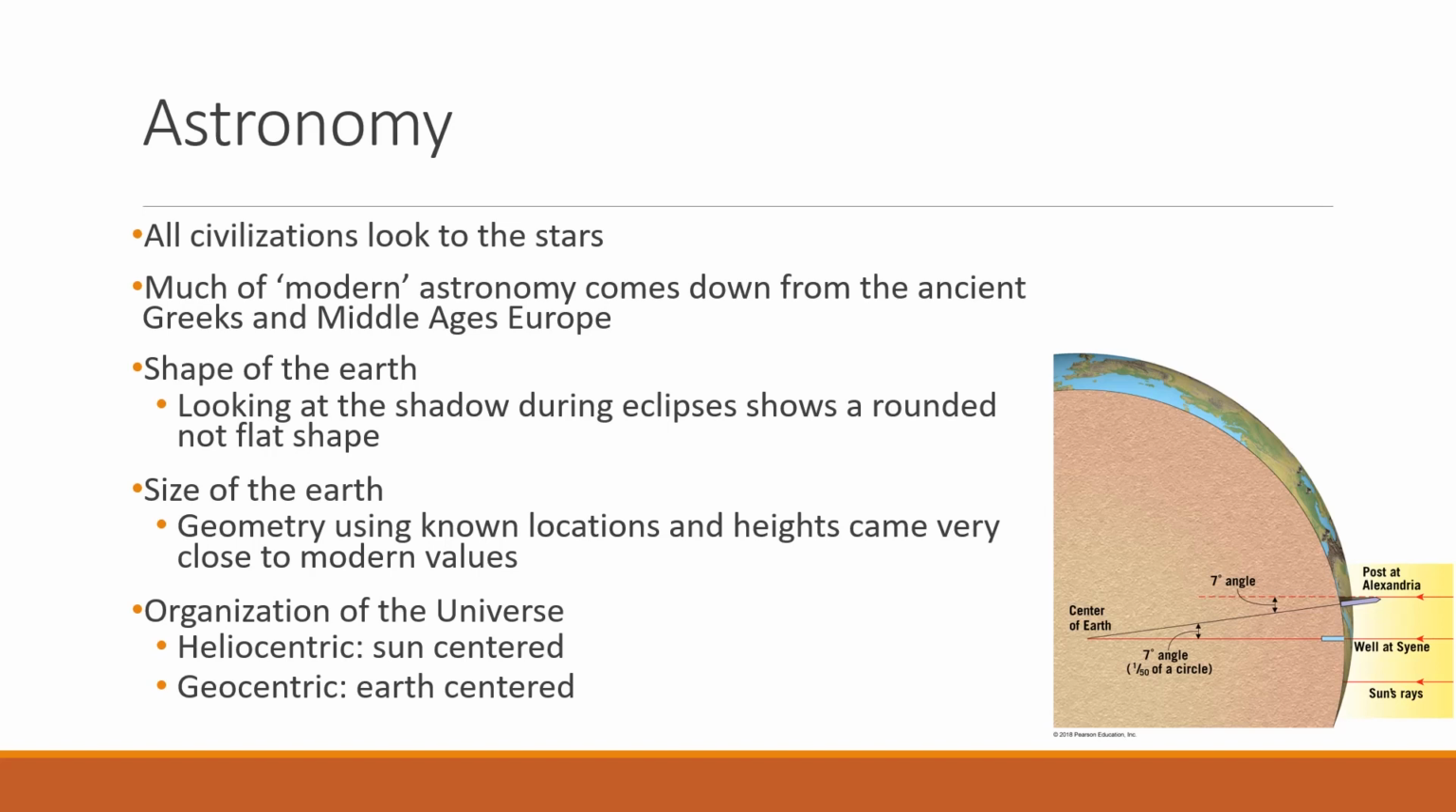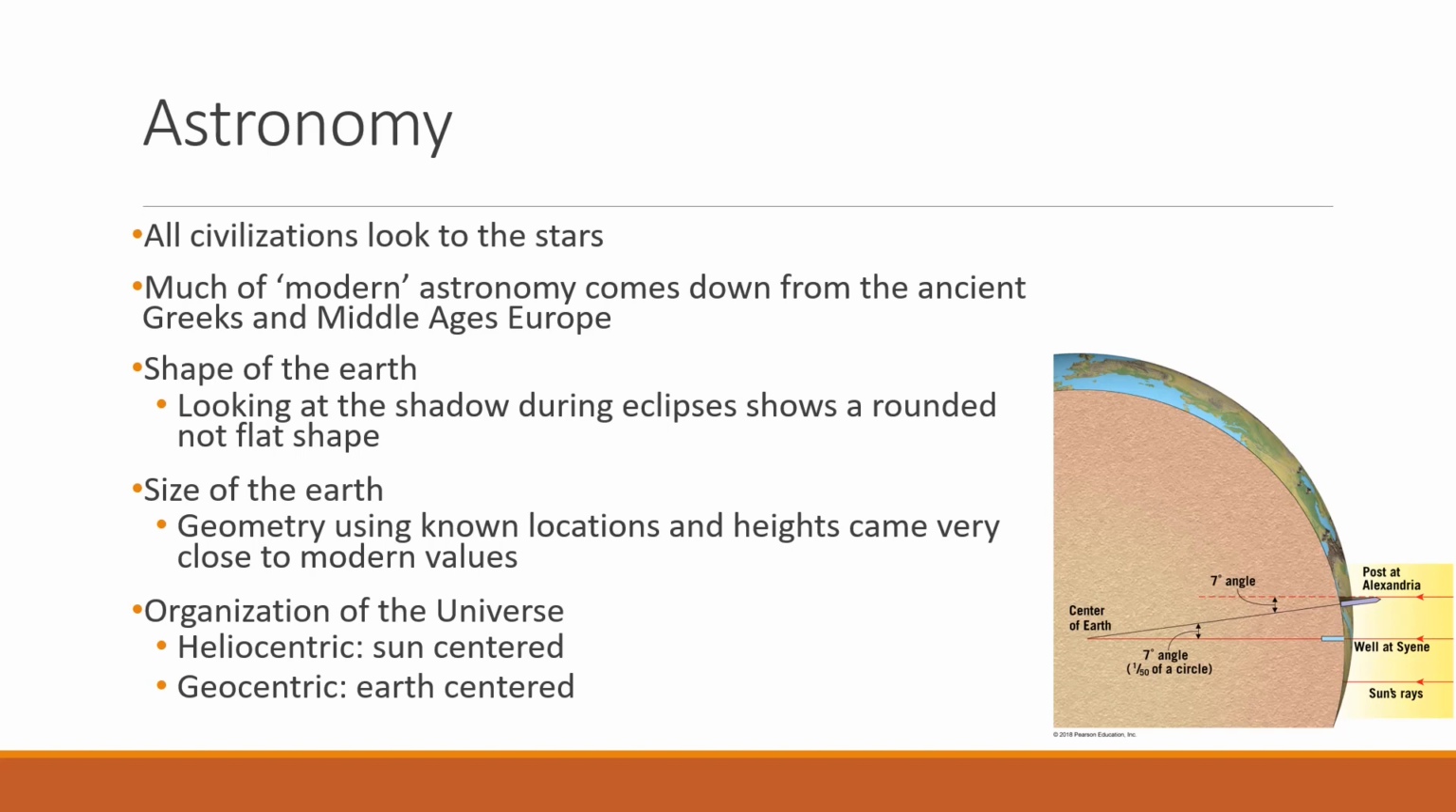How the Earth is organized is one of the things that had some issues in early studies. So, there are two different ways to look at how the universe, not really the universe, how the galaxy, the solar system is organized. Basically, you can think about we're the center or we're not the center. So, geocentric is the Earth is the center of everything. Everything else revolves around us.